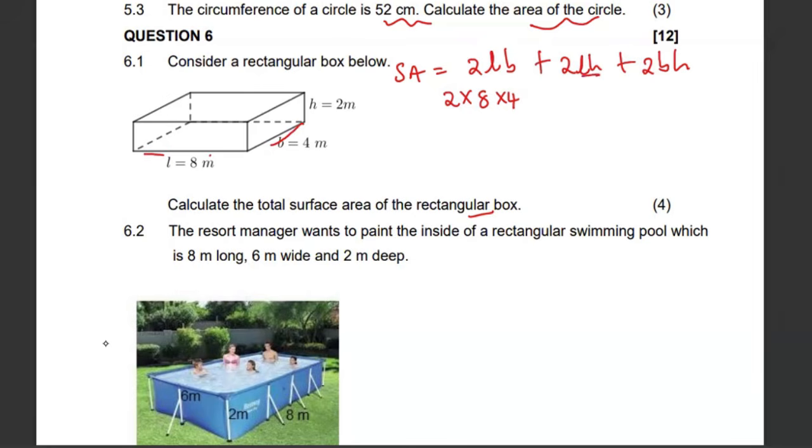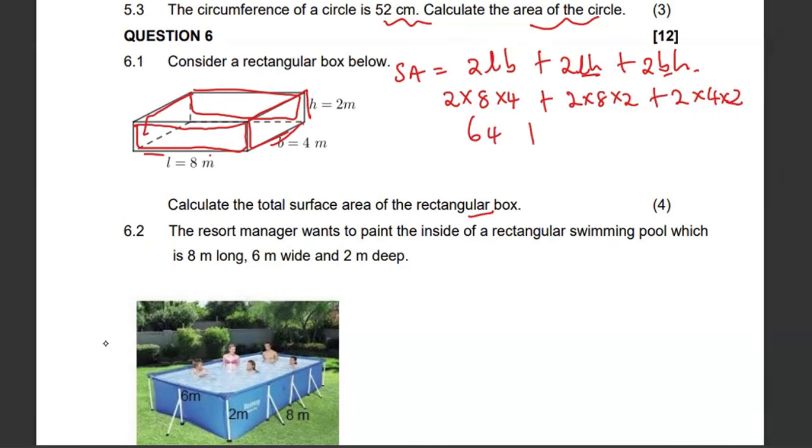Then the length and height, this front face, is the same as this back face here. And then the breadth and height, this side face is the same as that other side face. That's why we're multiplying by 2. 2, 8, and 2. 2, 4, and 2. So 64 plus 32 plus 16. Okay, so it's going to be 80 plus 32, which is 112 meters squared.